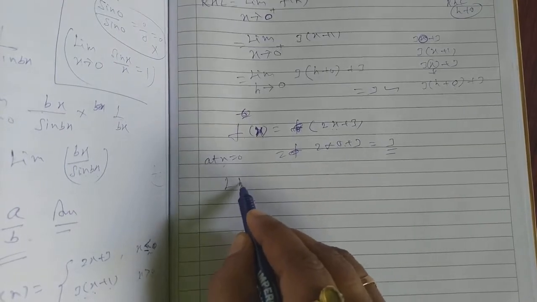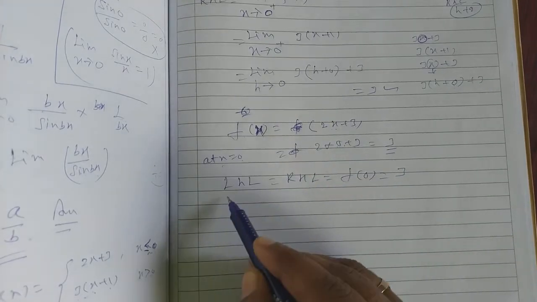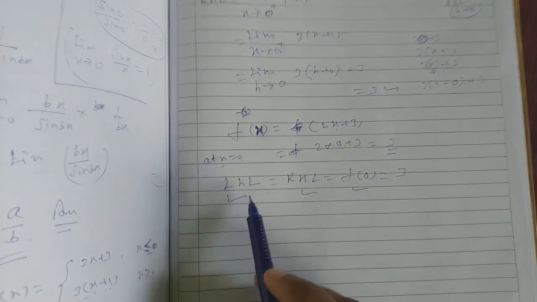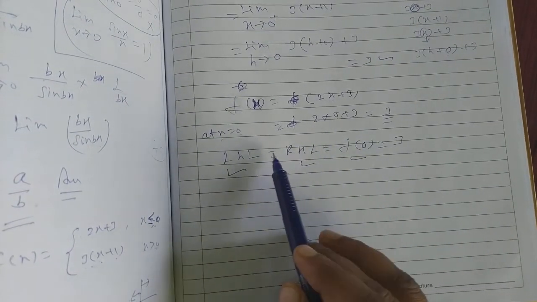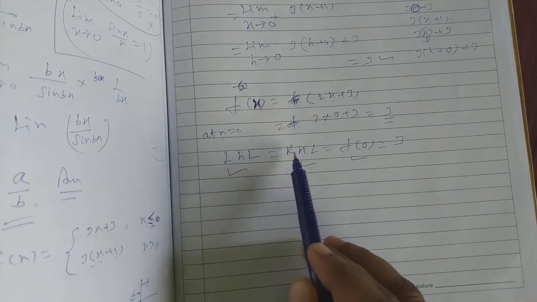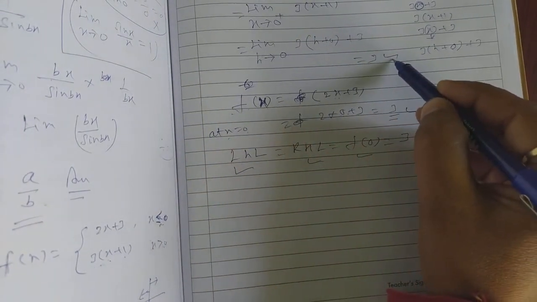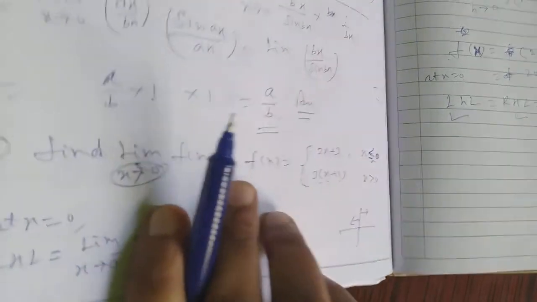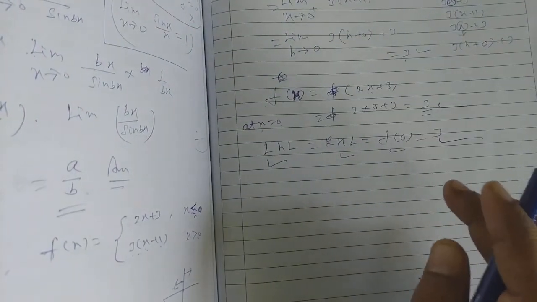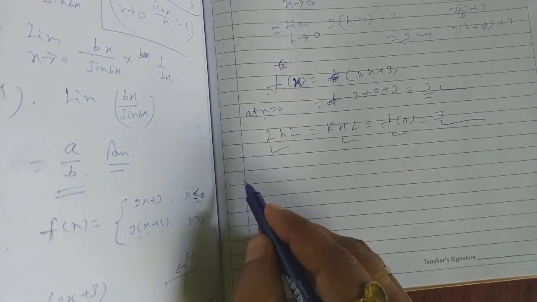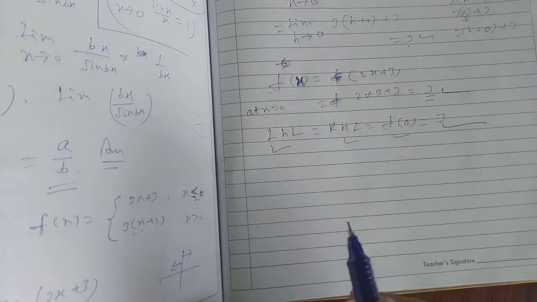That means LHL equal to RHL equal to f0, answer is 3. Means 3 values: the value of the LHL, the value of the RHL, and the value of the function f0. All three have the value 3, because the function value is 3, RHL value here is 3, and LHL value is also 3. So every part has 3 and 3. So this is your correct answer. Then you can say the function is continuous at x equal to 3.